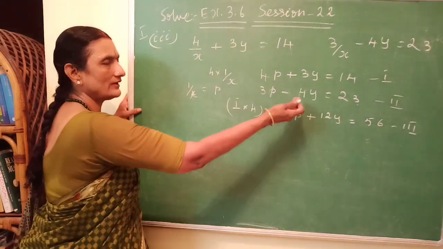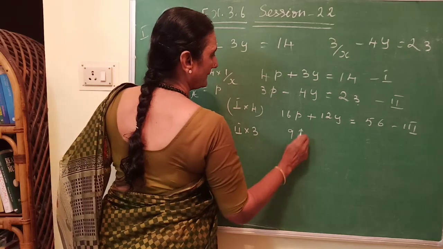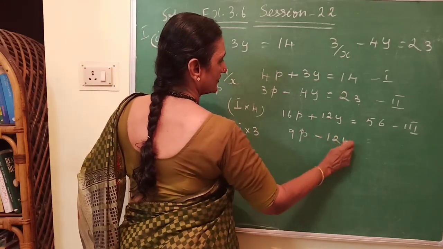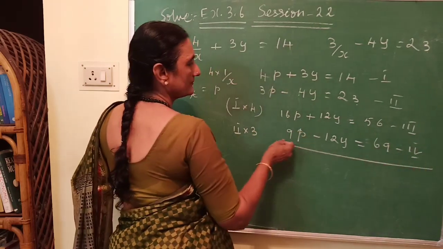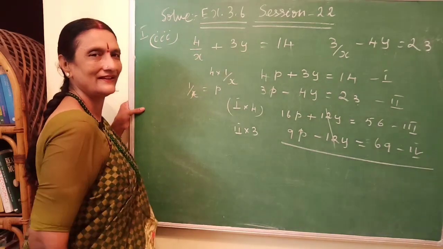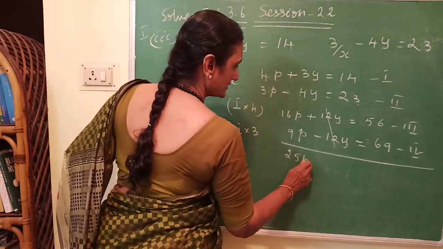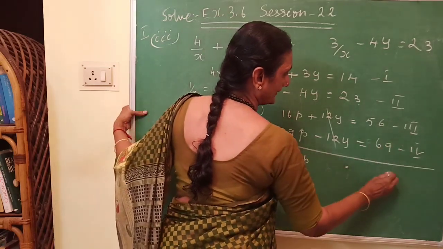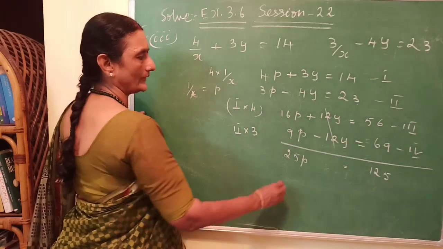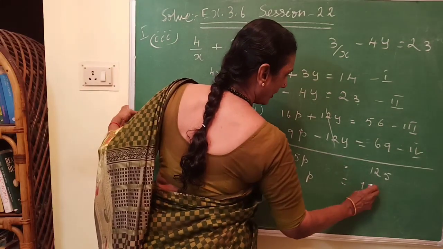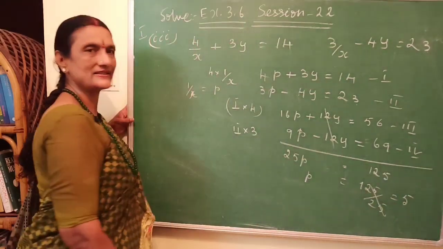Now in order to have 12y, I have to multiply the second equation by 3. So 3 3s are 9p, then minus 4 3s are 12y is equal to 69. This is equation 4. Now by simple addition, this will get cancelled. Yes, are you understanding? So 16 plus 9 gives you 25. 25p is equal to, you add both, 125. Therefore, p is equal to 125 by 25, that is giving a value 5. So p is equal to 5.